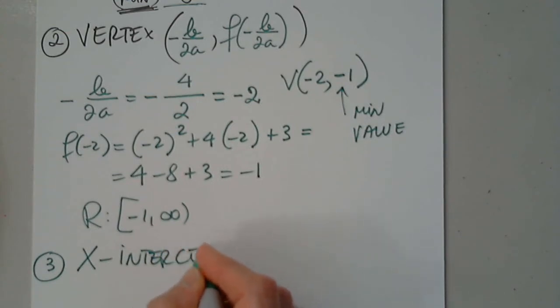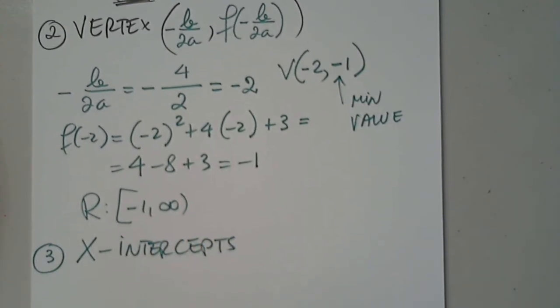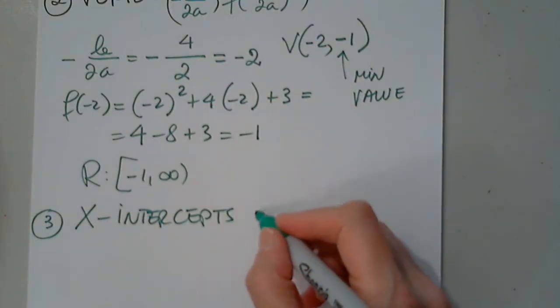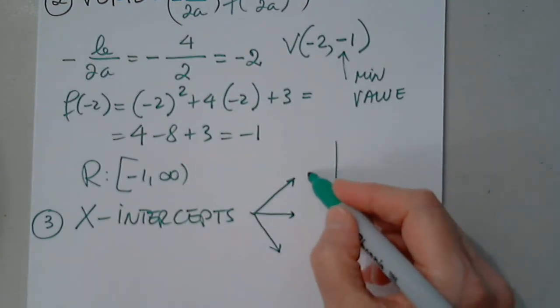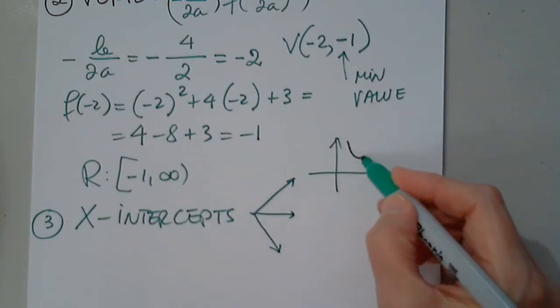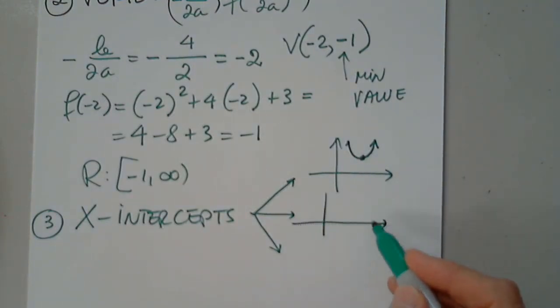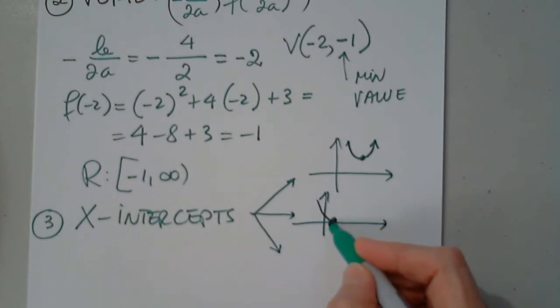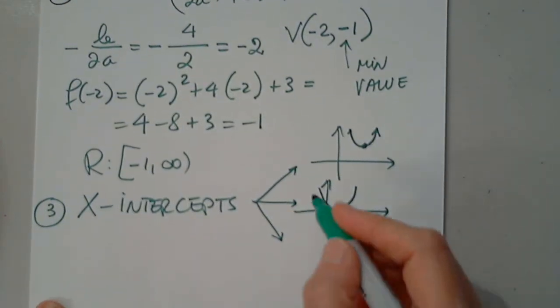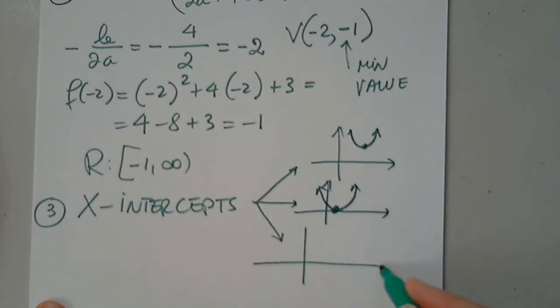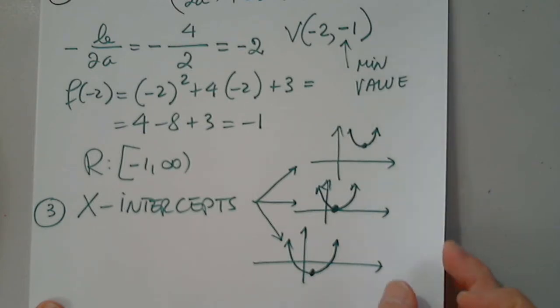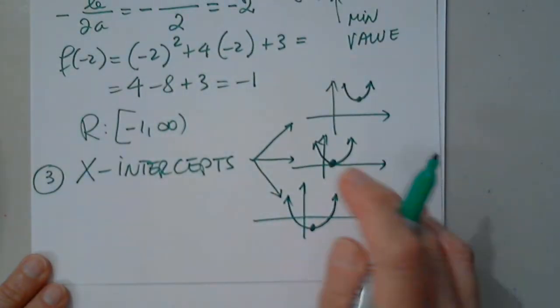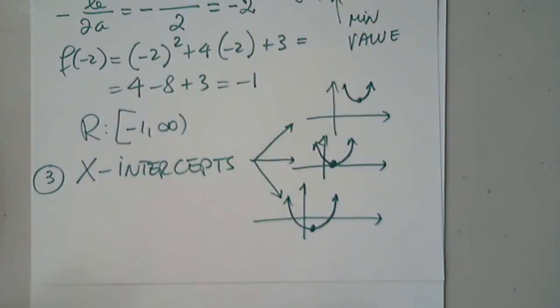X-intercepts. So let's analyze this for a moment. For a minimum, the function can look like this and have a minimum, can look like this and have a minimum, or the function can look like this and still have a minimum. Which of these three, only one, is our case?